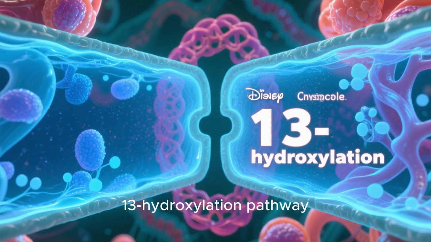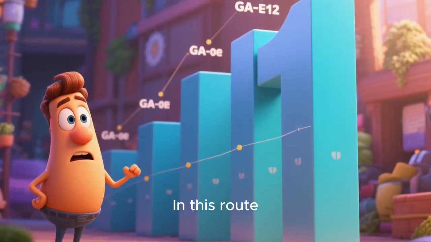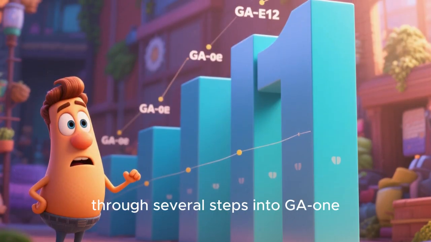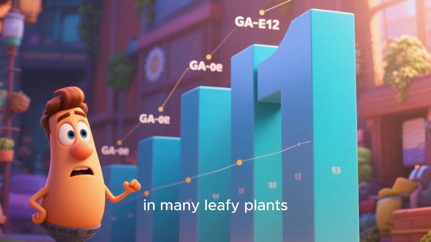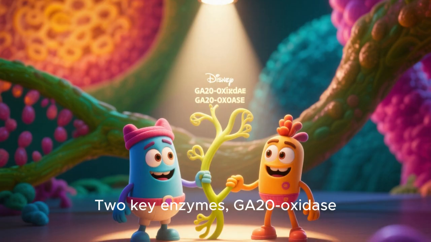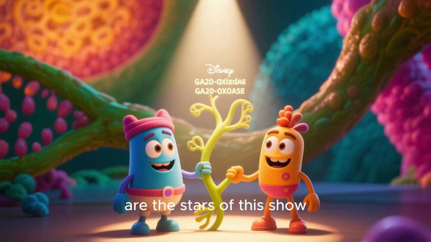The first is the 13-hydroxylation pathway. In this route, GA-12 is converted through several steps into GA-1, which is the primary bioactive gibberellin in many leafy plants. Two key enzymes, GA-20 oxidase and GA-3 oxidase, are the stars of this show.